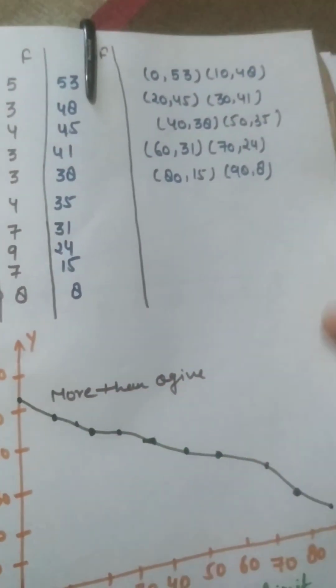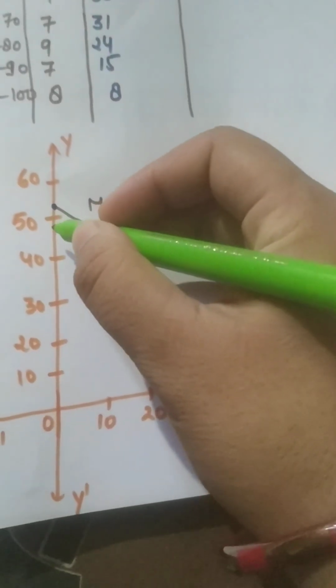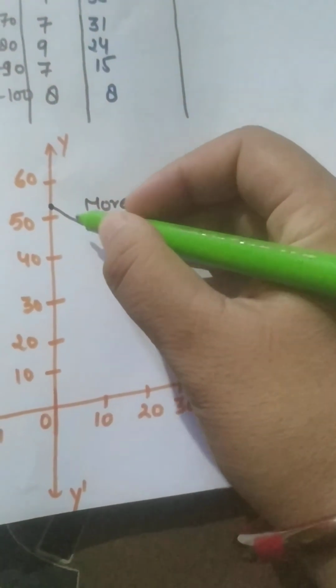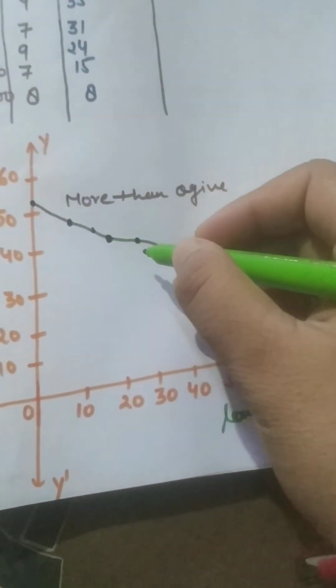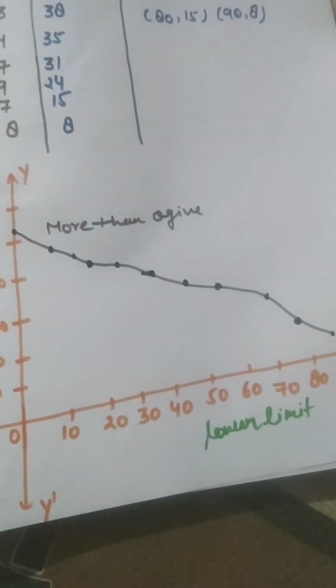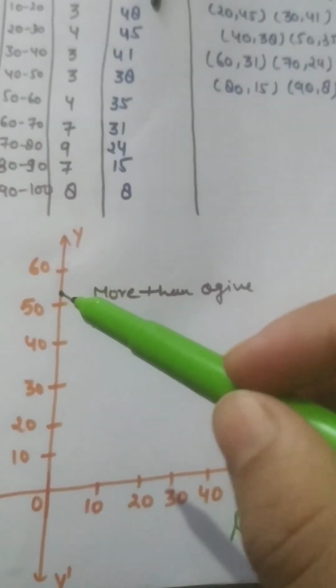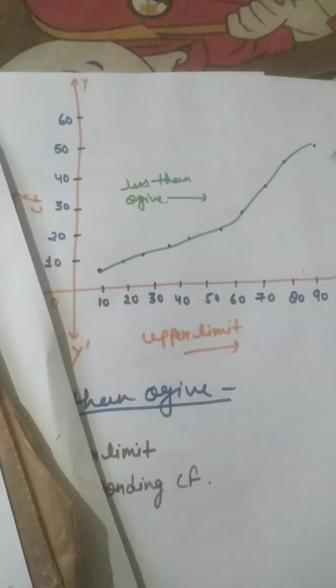The second point is 10, 48. 10 and 48, after 50, that is. The same points I have taken and I joined them. That graph is known as the more than ogive. Where was the less than ogive going? It was going from bottom to top. In the more than ogive, it is coming from upward to downward. And here it is going from downward to upward.